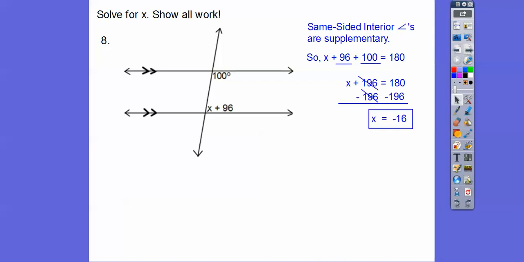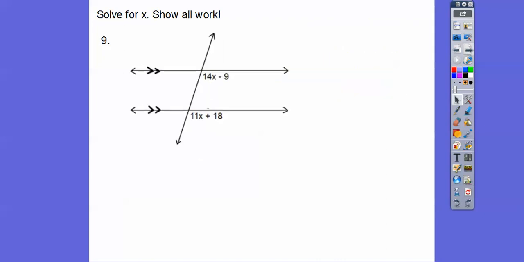These guys are same-sided interiors and they're supplementary. Okay, here's 9. These guys are called corresponding angles. And see how this angle would fall right on top of this one? And so corresponding angles are equal. So that means this guy equals that guy.